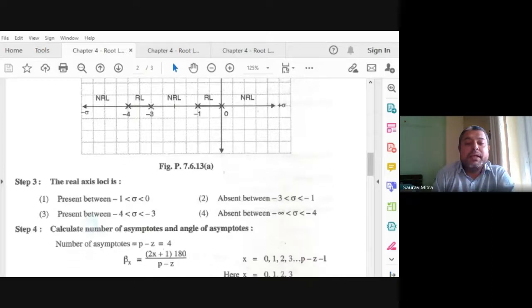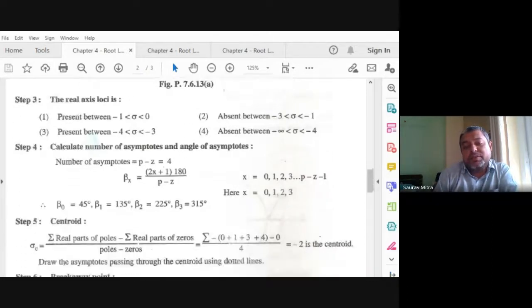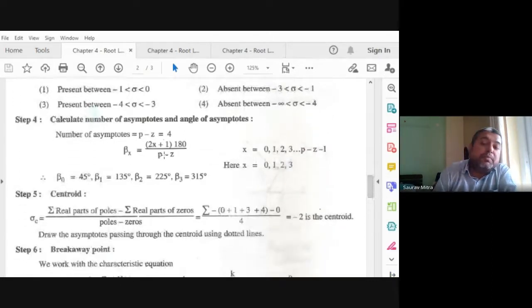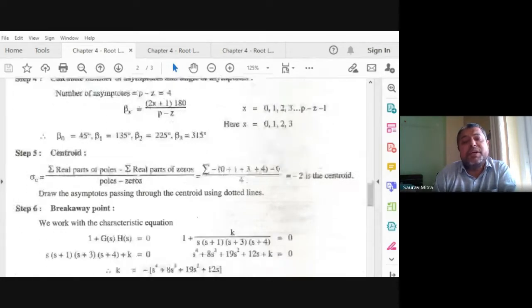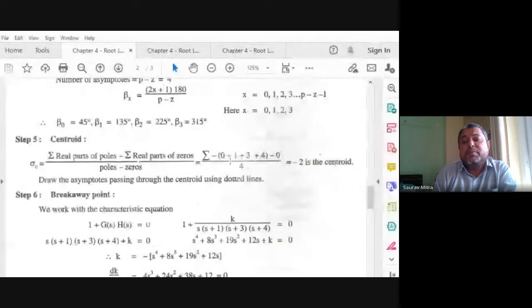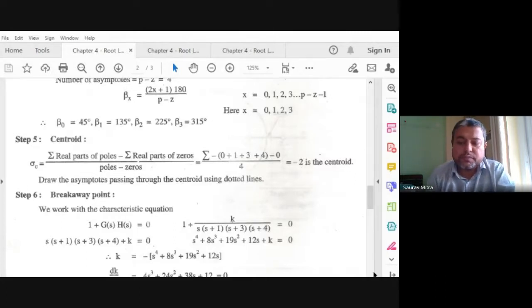Next is number of asymptotes. There are 4 asymptotes. You have to keep on substituting x as 0, 1, 2, 3. And if you substitute here, we are going to get the values as 45, 135, 225, and 315. Next is what is the value of centroid. Summation of all the real parts of poles minus summation of all the real parts of zeros divided by P minus Z. So poles are having real parts as 0, 1, 3, 4, all negative. So divided by 4, you are finding centroid at minus 2. All those things are shown to you in the root locus plot.